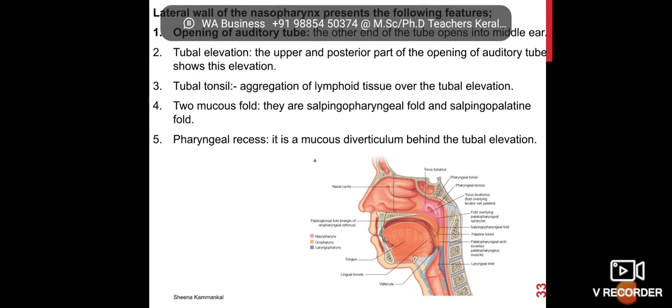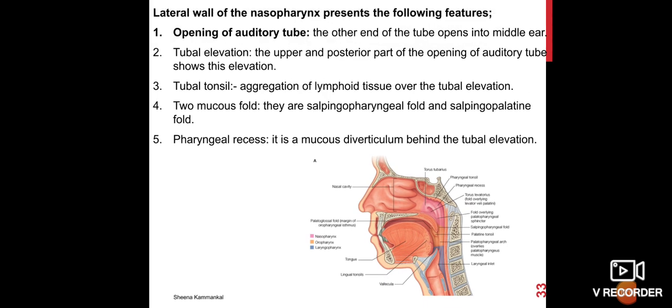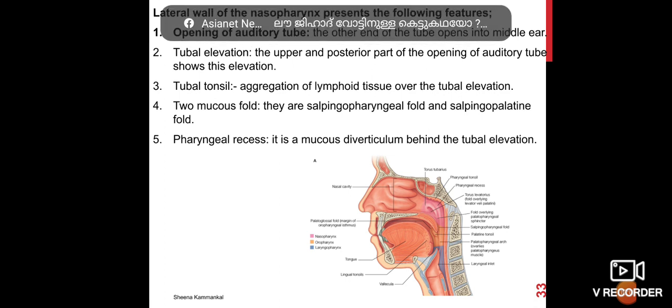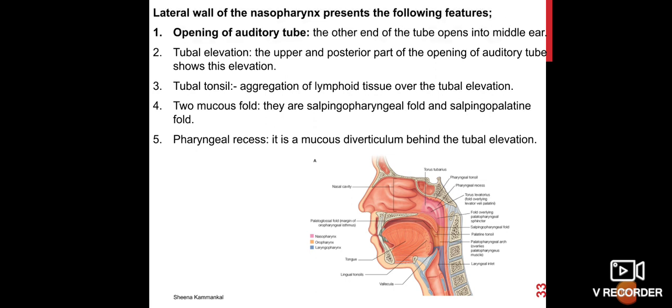These are the features of the lateral wall of the nasopharynx. I will explain once more. The opening of the auditory tube, then just above the opening there is a tubal elevation. Then from the tubal elevation you can see two mucosal folds. One is running anteriorly, the other posteriorly. The anterior one, extending from the tubal elevation to the soft palate, is called the salpingo-palatine fold, and the posterior one, extending from the tubal elevation to the pharyngeal wall, is called the salpingo-pharyngeal fold. Then a collection of lymphatic follicles above the tubal elevation is called the tubal tonsil. Then another mucosal diverticulum is present behind the tubal elevation, which is called the pharyngeal recess.